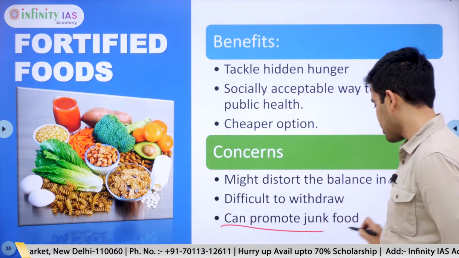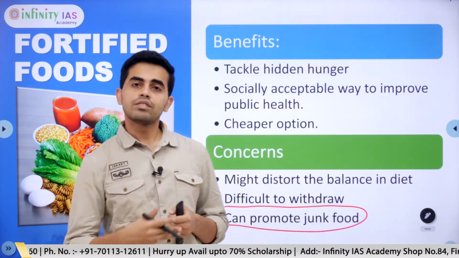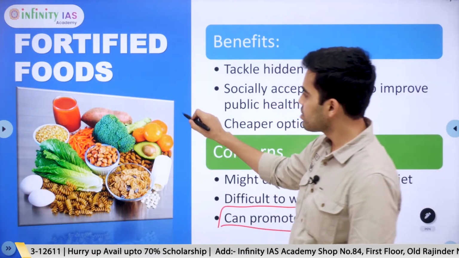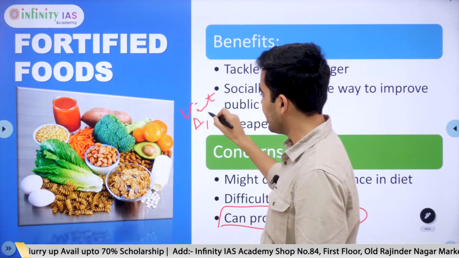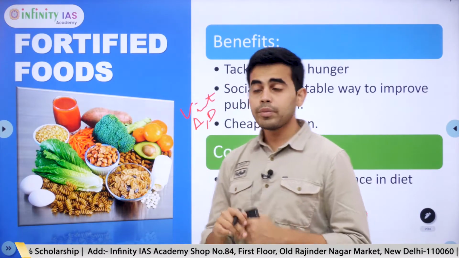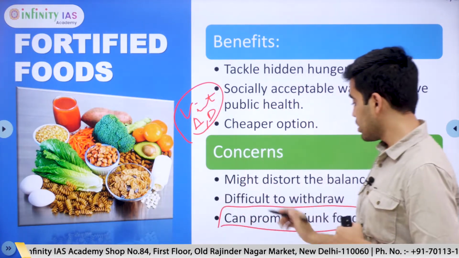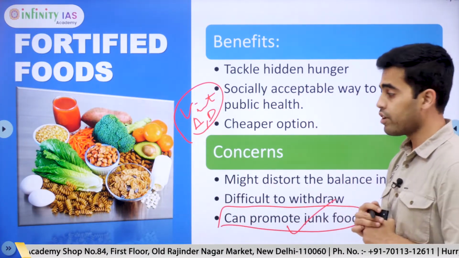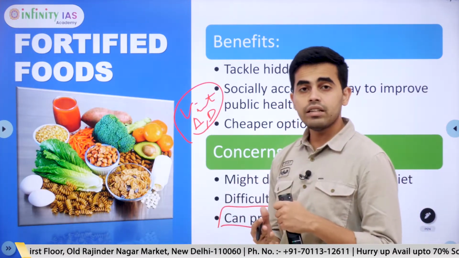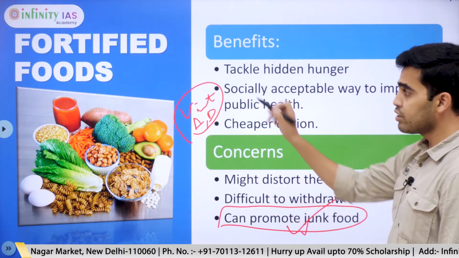So the next problem is it can promote junk food. If we see certain companies producing junk food like chips, etc., they can add certain micronutrients like vitamin A or D and say that it is good for health. Now that we have given education to the population that adding vitamins is good for their health, they will also think that such junk food is also good for health. But that is not the case. So this can be used by such companies to promote their own products. So this is also one of the concerns with fortified foods.